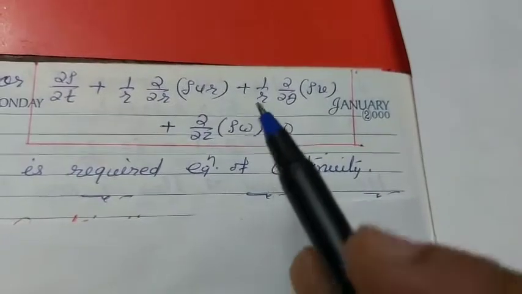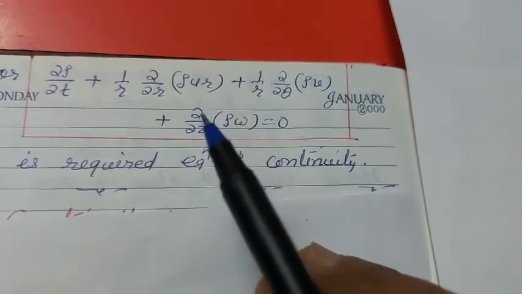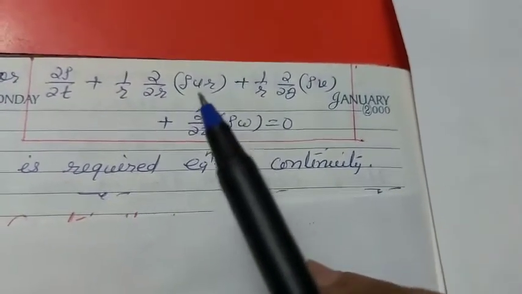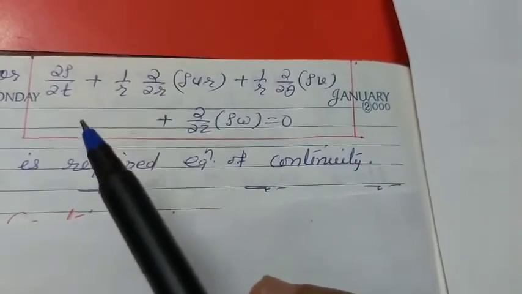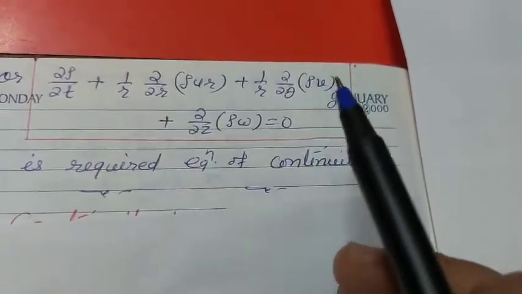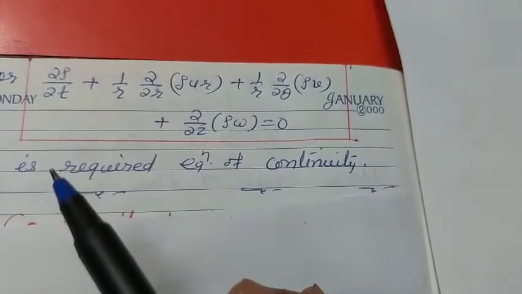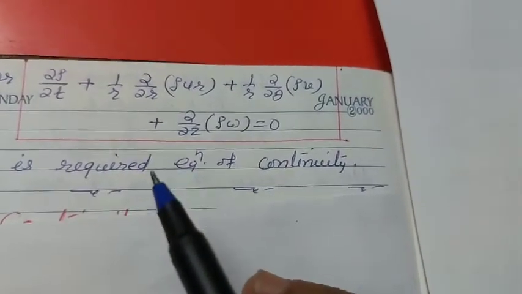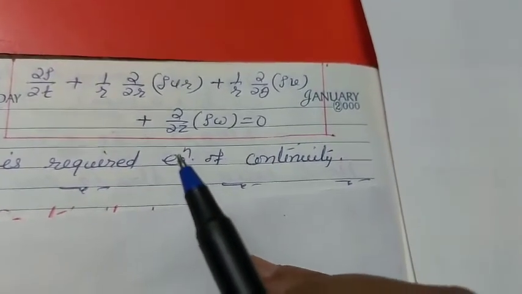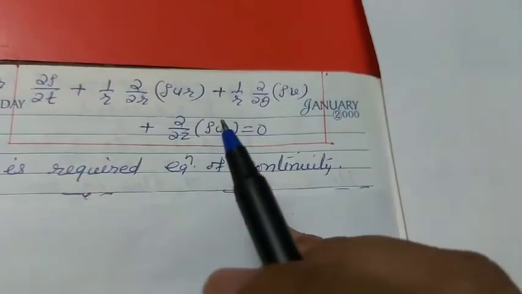In the case of an incompressible fluid, once again rho will be constant, and in that case del rho by del t will be 0, and rho can be taken common throughout, and then the remaining result will be the equation of continuity in the case of an incompressible fluid.